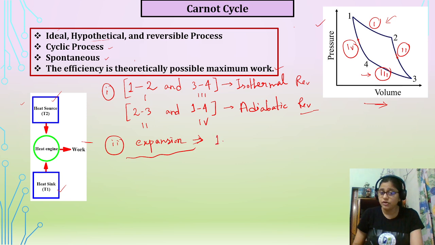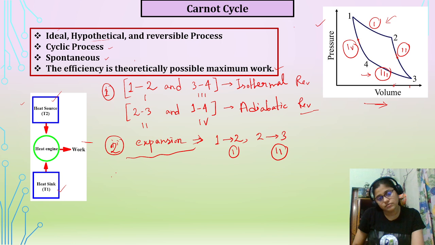You have to have the idea about these things. So expansion is 1 to 2, and I said two expansion steps are there. So one is this, 1 to 2, and the other is 2 to 3. See, a little increase of volume is there, because 2 is here and 3 is here, so the volume is higher here. So 2 to 3. So 1 to 2 and 2 to 3 are expansion. So expansion is this, and compression will obviously be the rest.